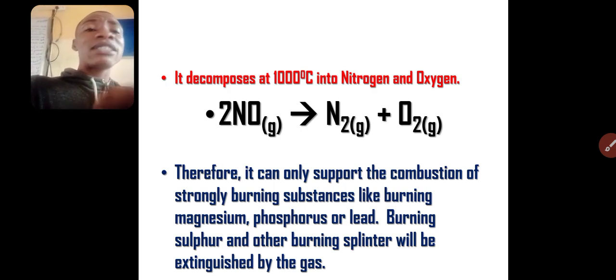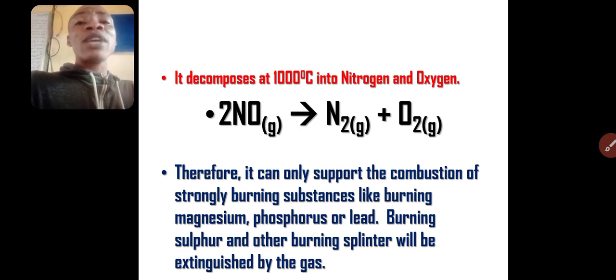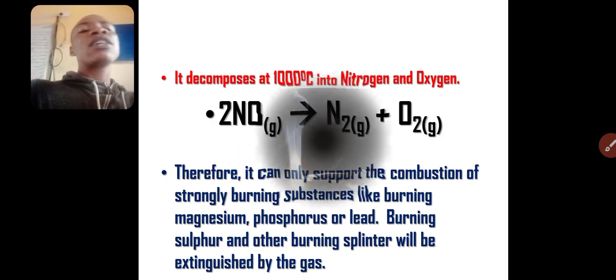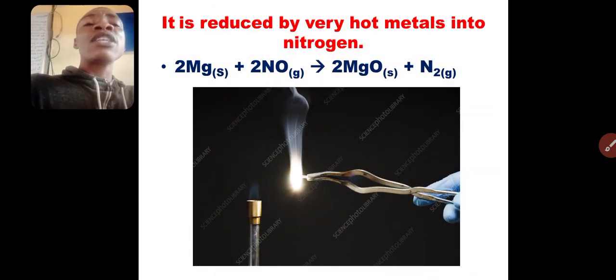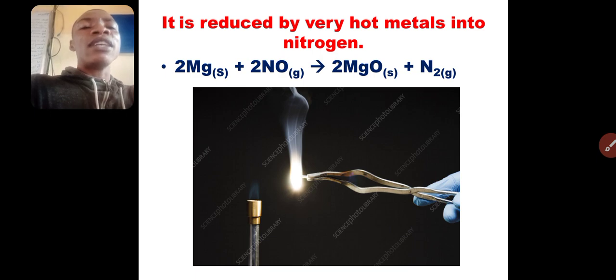But any other substance like burning sulfur or any other burning splinter that cannot produce such a temperature cannot continue to burn inside NO. So NO will extinguish them, but will support the combustion of brightly glowing substances like magnesium, phosphorus, and lead. So it reduces hot metals into nitrogen. You can see that the magnesium burns with an intense white flame, as you can see on the screen that you are seeing now. If you put that burning magnesium inside a gas jar of NO, it will reduce NO to nitrogen gas.